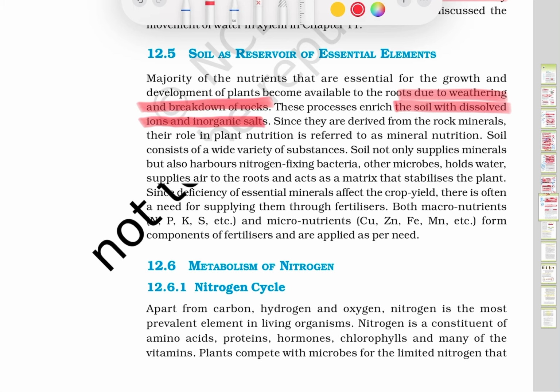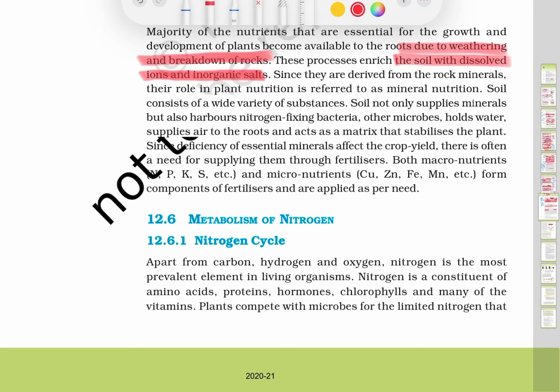Soil consists of a wide variety of substances. Soil not only supplies minerals, but also harbors nitrogen-fixing bacteria and other microbes, holds water, supplies air to the roots, and acts as a matrix that stabilizes the plant. Since deficiency of essential minerals affects crop yield, there is often a need to supply them as fertilizers. Both macro and micronutrients form components of fertilizers and are supplied as per need.